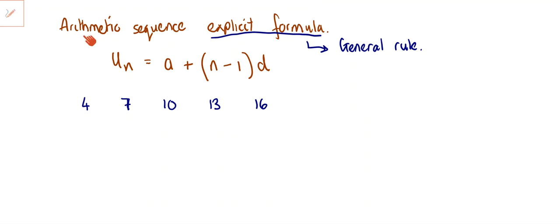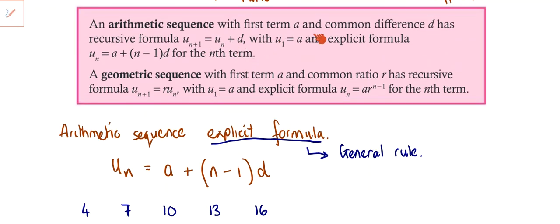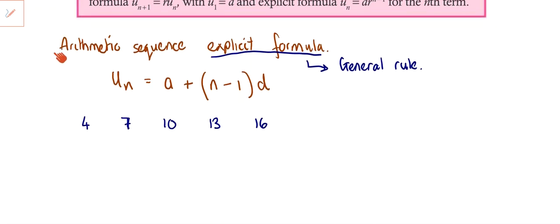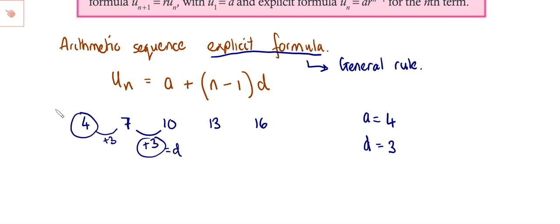Okay. So based on what it says here, right? First term A. So in this case, A is what? 4. Okay. D is the common difference. So what's the common difference? 3. Okay. Why is it 3? Because it's plus 3, plus 3, plus 3. So this is the D value and this is the U1, so therefore that's the A value. Alright? Now we've just got to put that into this formula and see if it gives us 3n plus 1. So let's have a look.